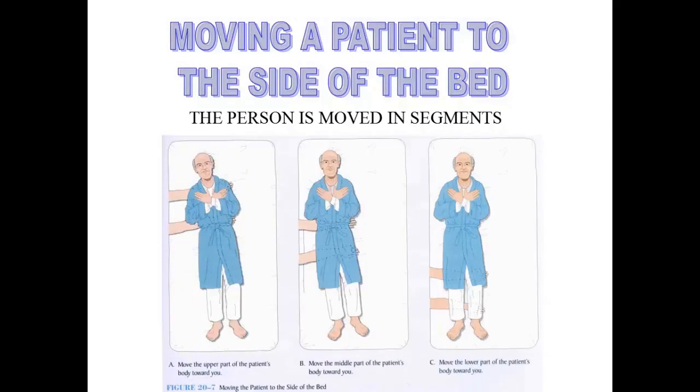How to move a patient to the side of the bed. The person is moved in segments slowly. First, move the upper part of the patient's body towards you. Then, move the middle part of the patient's body towards you. And lastly, move the lower part of the patient's body towards you.